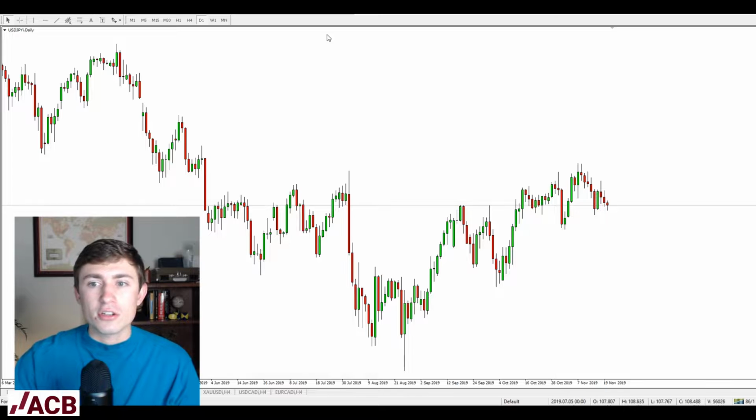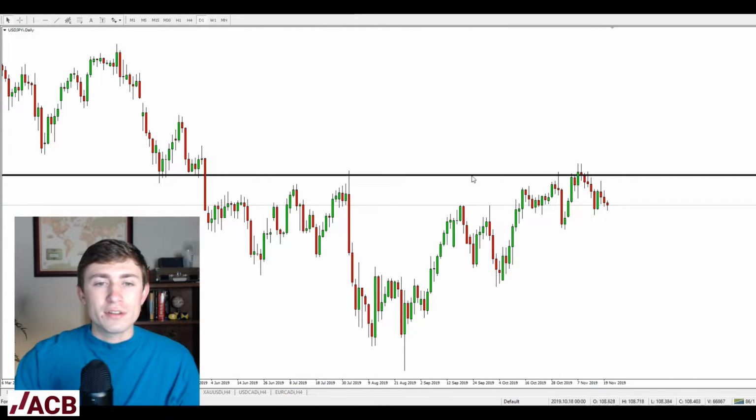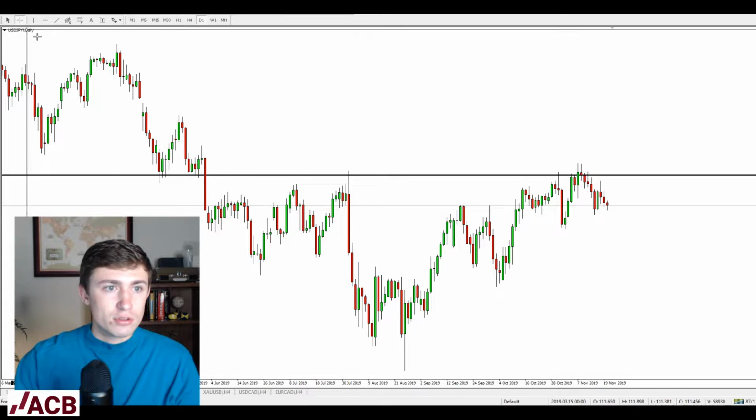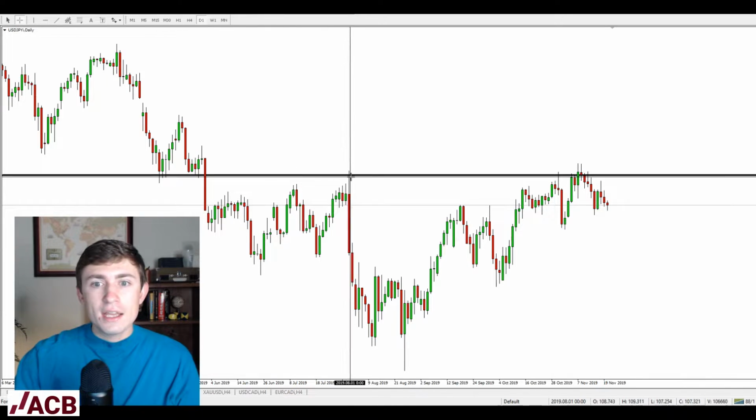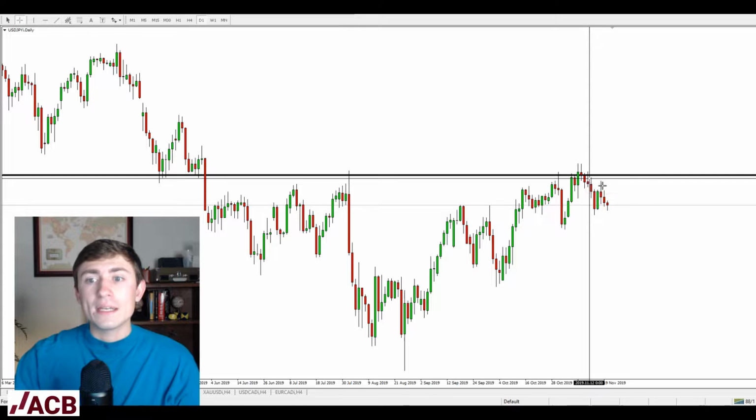Dollar yen is the next one here. We can take a look at the daily chart and you can see we are seeing some rejection here on the dollar yen. And you can see if we look left, we have this kind of structure here. We have structure looking left here, here, and here. Now holding for the time being.